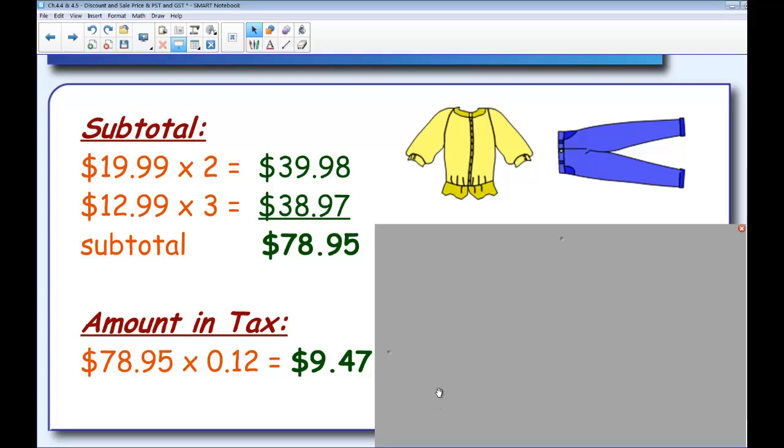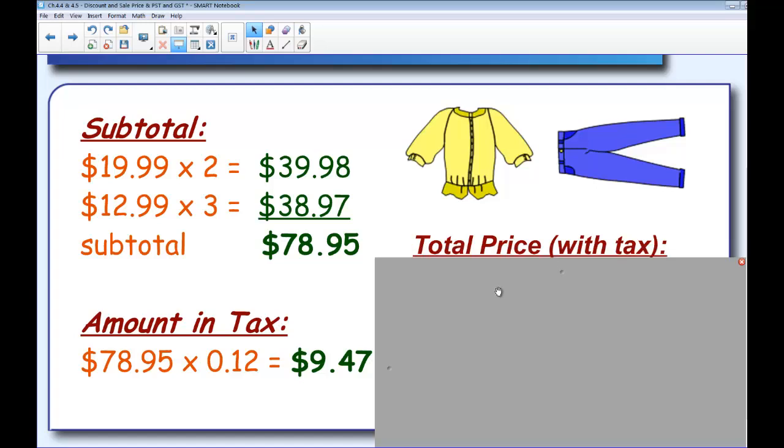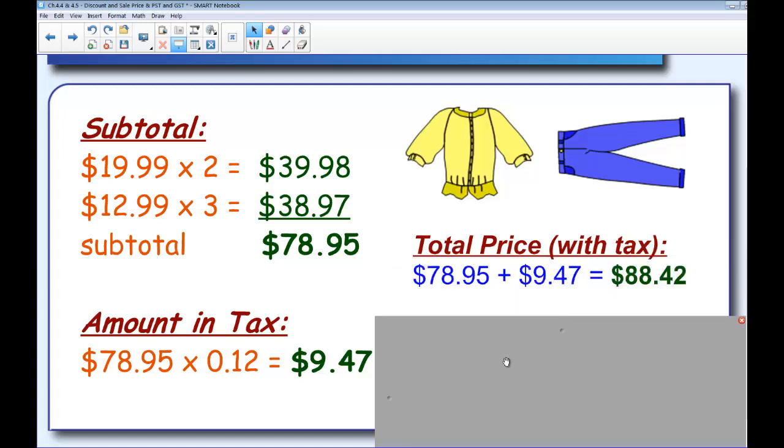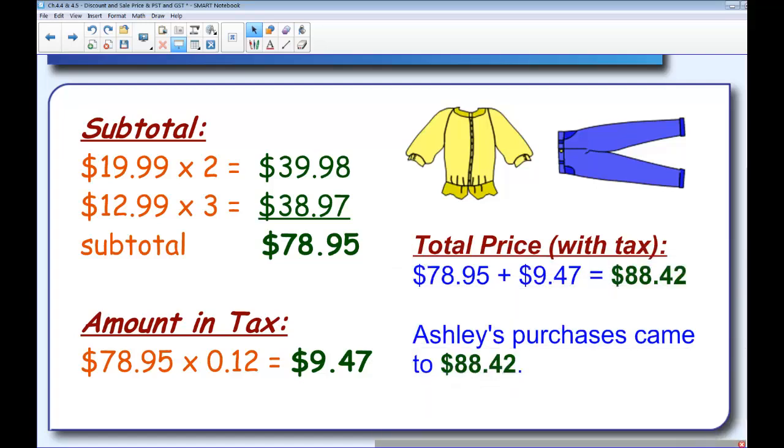So she's paying then in HST $9.47. So to calculate the total amount that she would actually have to take out of her wallet, then we simply take the price, $78.95, add the amount in tax, which was $9.47, and the total that she would actually have to pay is $88.42.